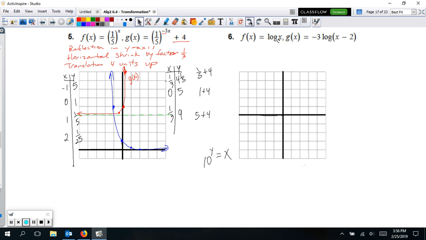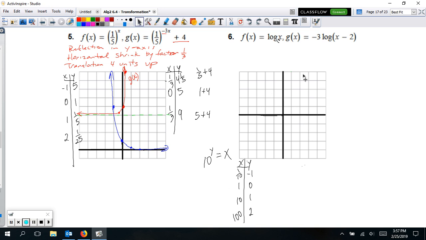So now we're just going to plug in some numbers for that y this time. So the same numbers that I've used before, negative 1, 0, 1, and 2. So the negative 1, we'll flip this and make it 1/10. The 0 will make it into 1. The 1 will make it 10, and the 2 will make it 100. So 10 squared is 100. We probably won't see that point.